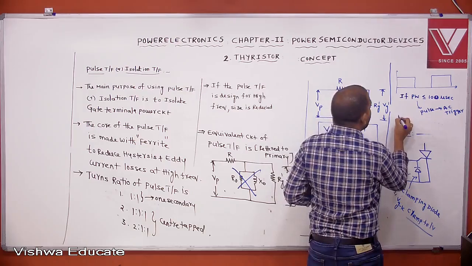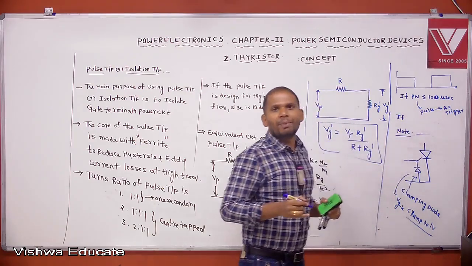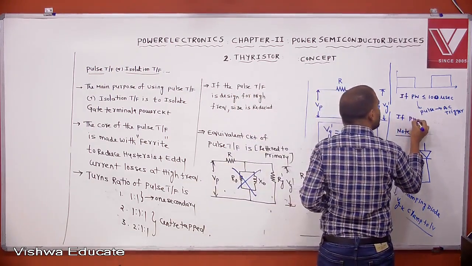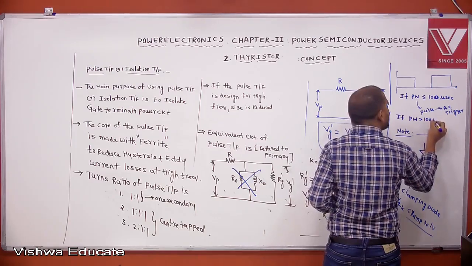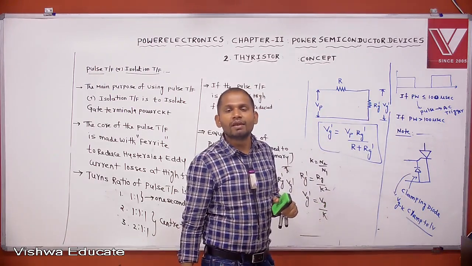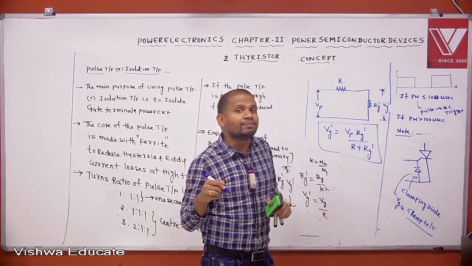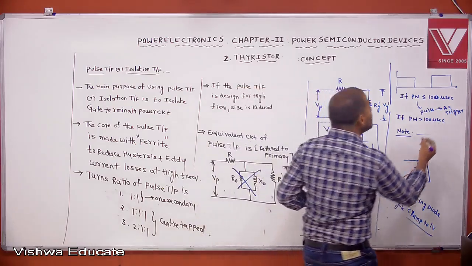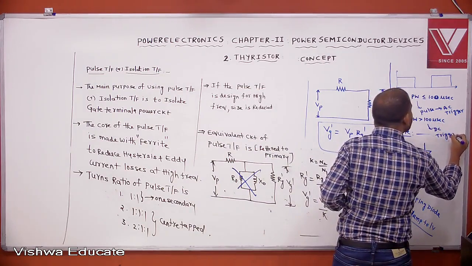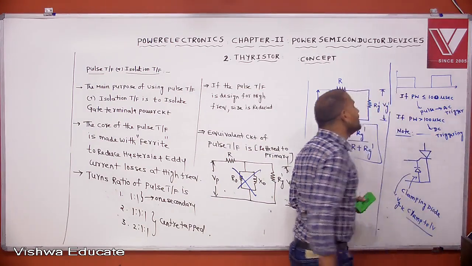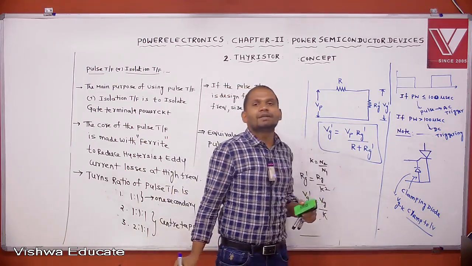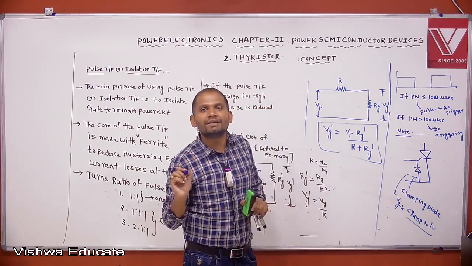In pulse triggering, if the pulse width is greater than 100 microseconds, then even though it is a pulse triggering, it is not AC triggering. Then it is treated as DC triggering. If the pulse width is greater than 100 microseconds, it is not treated as AC triggering, it is treated as DC triggering.